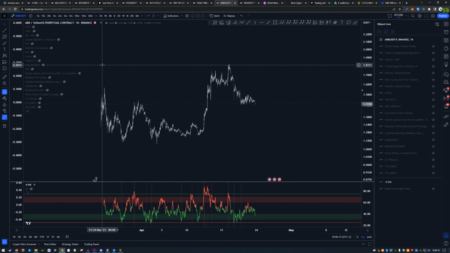Hello everyone, it's H here, and today's video is going to be all about ARBITRUM or ARB, and this is the futures chart on Binance. And again, the history basically starts here at 23rd of March. I checked CoinMarketCap as well, and it showed me this date as well, so I think this is all the data that we actually have.